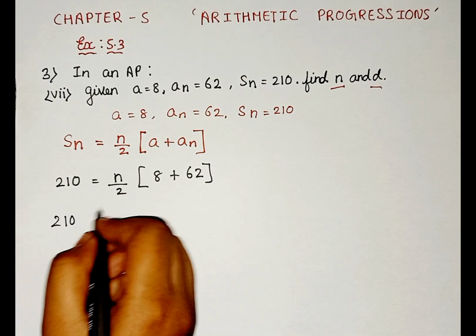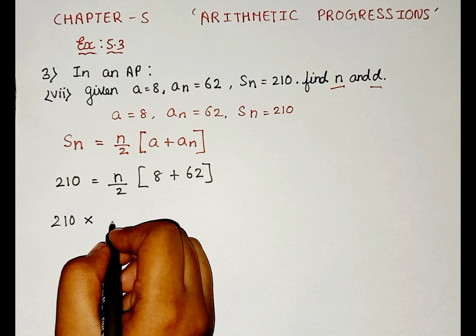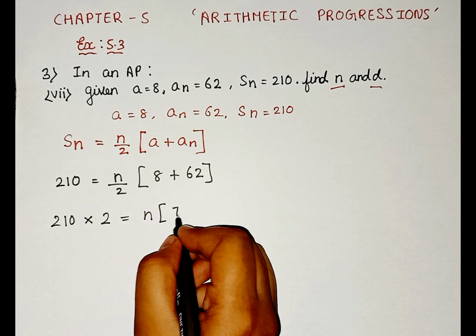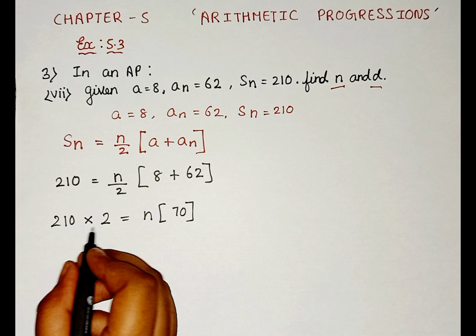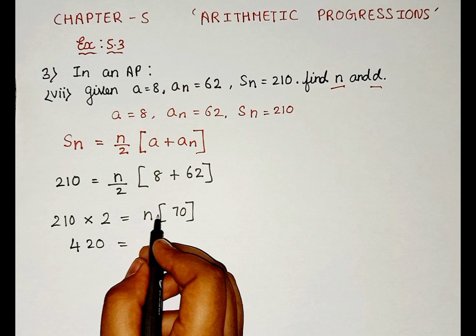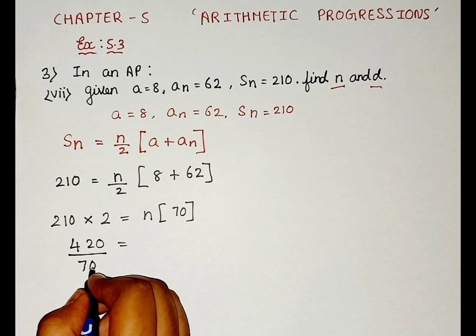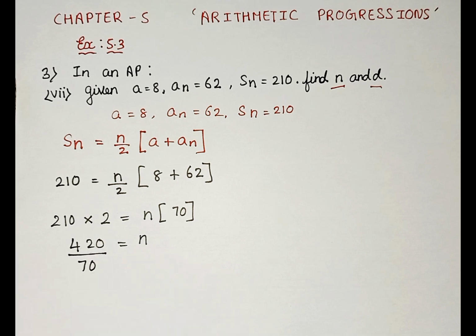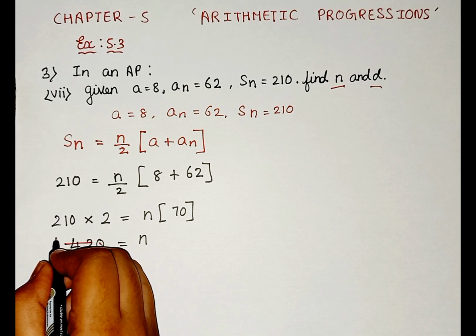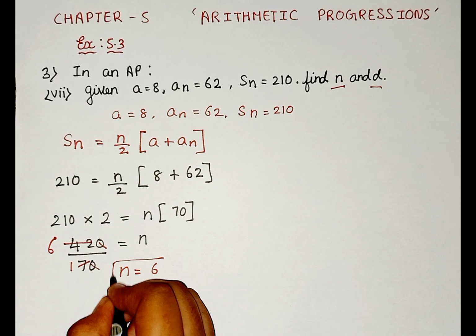So 210, here it is divided by 2. When it goes to this side, it changes into multiplication. So 210 into 2 is equal to n. 8 plus 62 is 70. 210 into 2 is 420. And here since we have n into 70, when it comes to this side, it changes into division. So we can cancel it, and n stays as it is. Cancel the zeros, and 6 7s are 42. So what is the n value? The n value is 6.